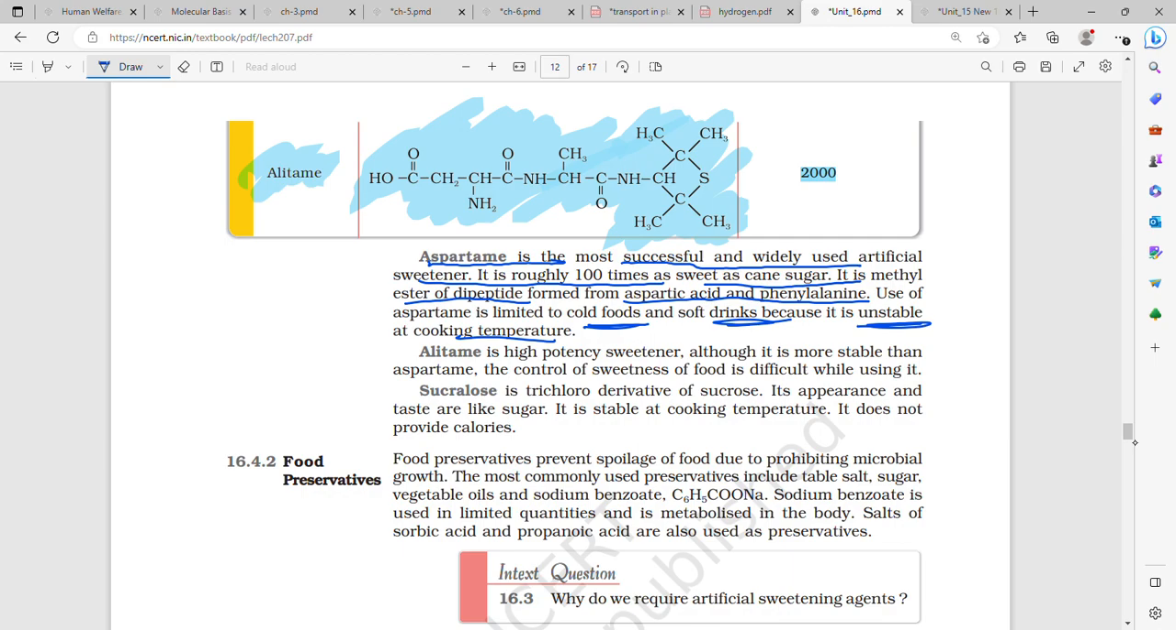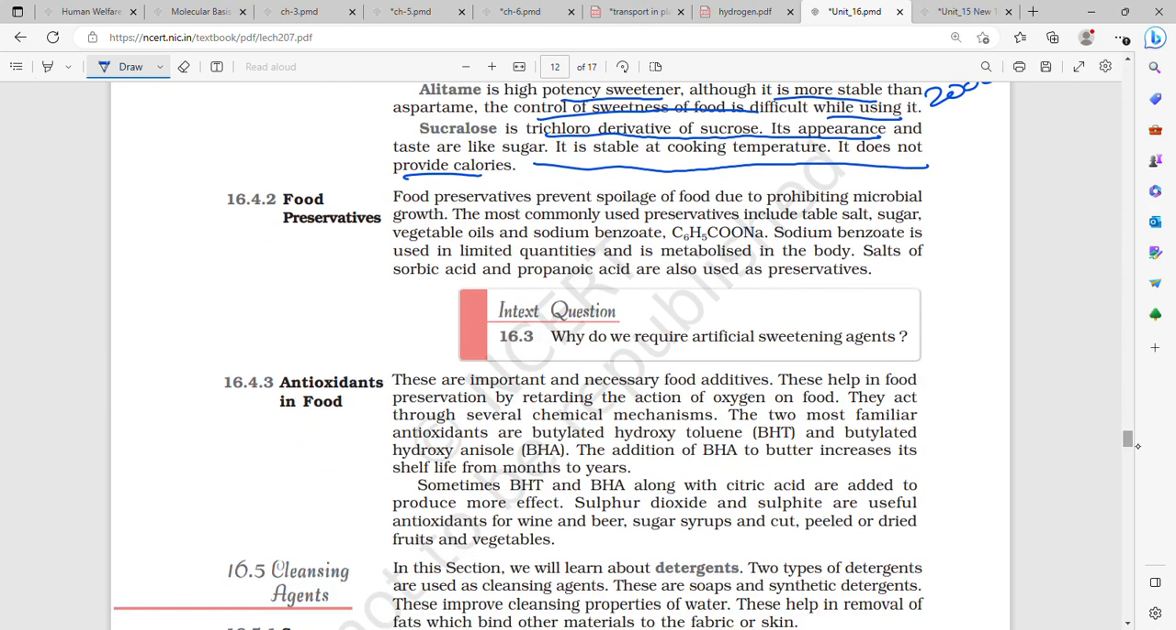This is very important. Alitame is a high potency sweetener. Although it is more stable than aspartame, control of sweetness is difficult while using it, because it is 2000 times more sweet, so even if you put a little bit, it becomes too sweet. Sucralose is a trichloro derivative of sucrose. Its appearance and taste are like sugar. It is stable at cooking temperature and does not provide calories. Sucralose is basically the most efficient and well preferred.